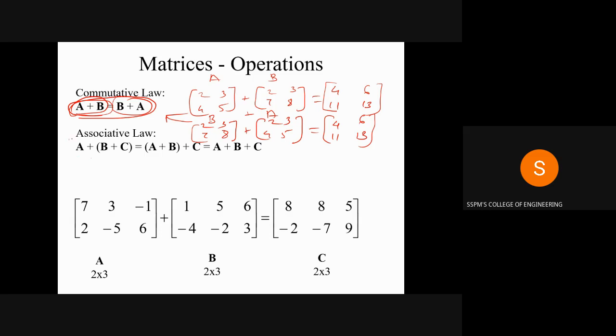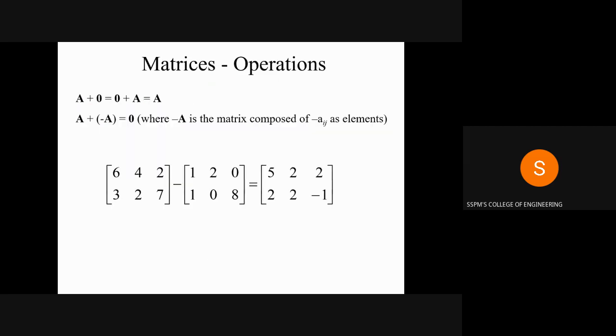Similarly, associative law. Matrices also follow the associative law. If you do B plus C first and then add it to A, or you do A plus B first and then add it to C, both of these values will be equal. They are equal to A plus B plus C. This is called the associative law, and matrices follow the same law.